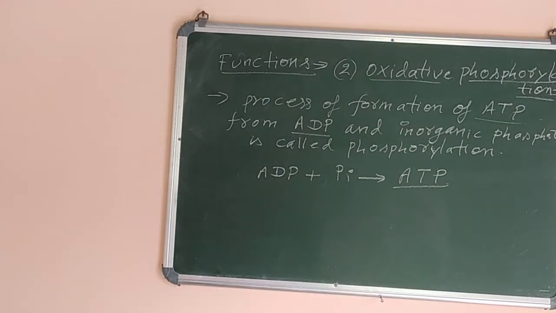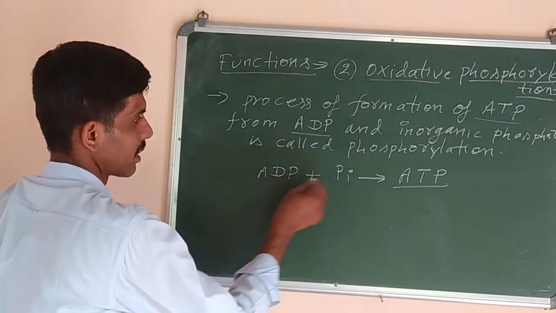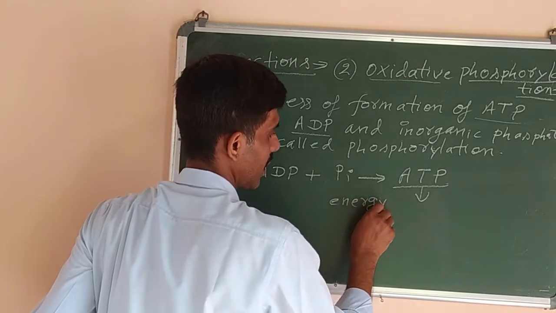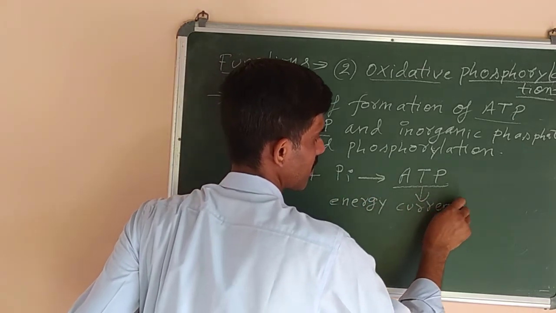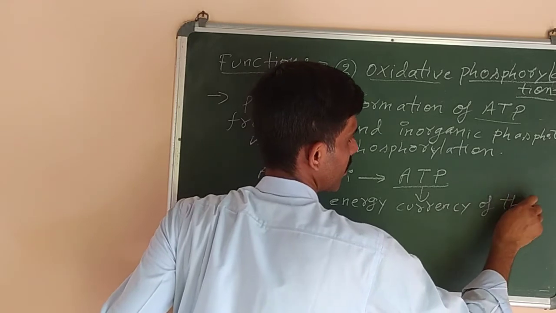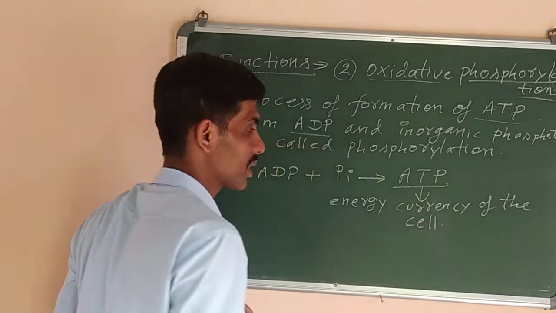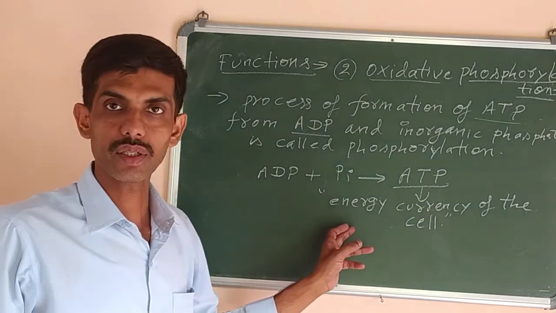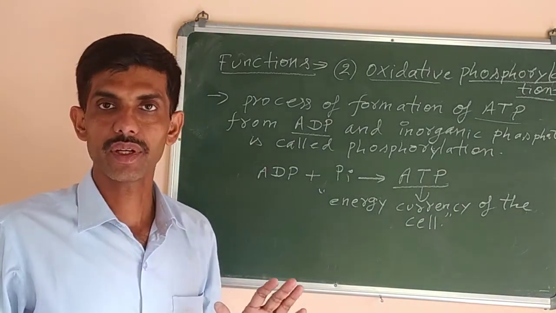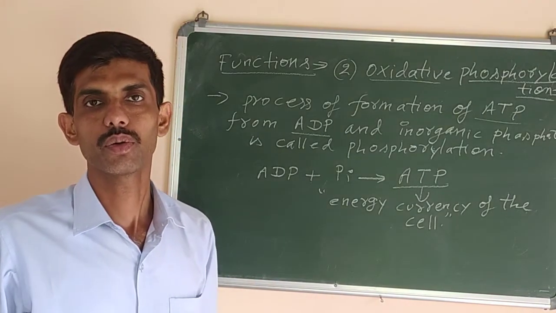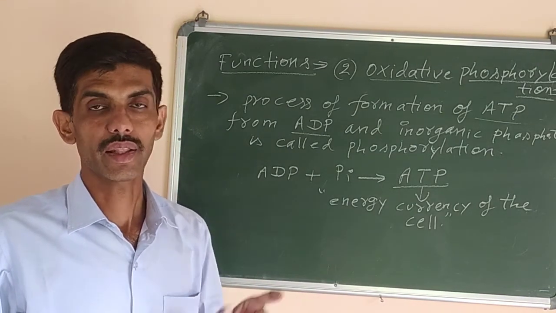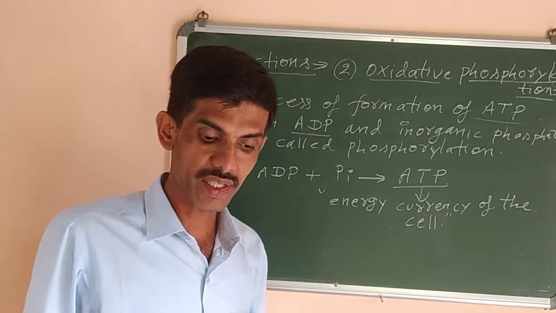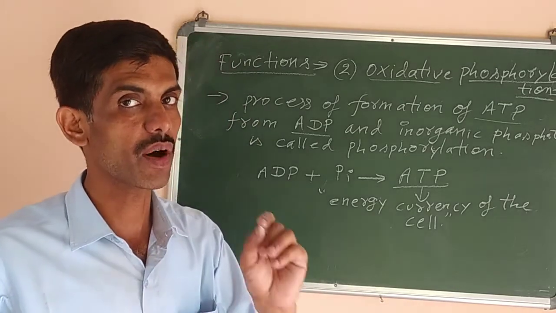Now next, this ATP, it is called energy currency of the cell. This is also asked in the question. Why ATP is called energy currency of the cell? Answer is because for any activity or any functions to do, plants need energy, and that energy is spent in the form of ATP. So in all biological systems, energy is used in the form of ATP.